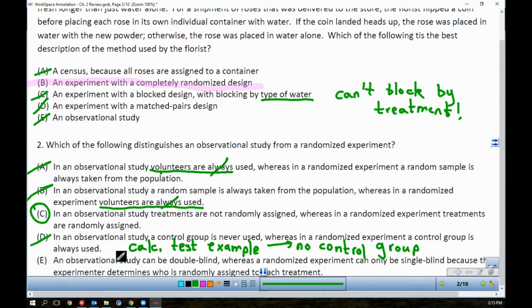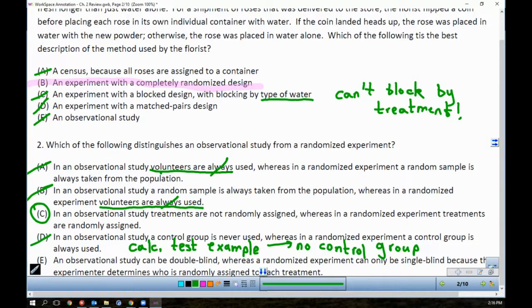And then E, an observational study can be double blind. Remember, double blind means the subject and the one who measures does not know what's going on. An observational study can be double blind, whereas a randomized experiment can only be single blind, because the experimenter determines who is randomly assigned to each treatment.